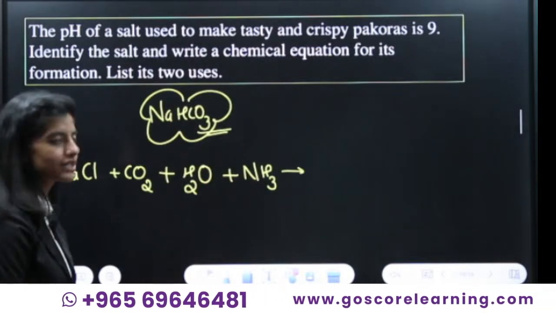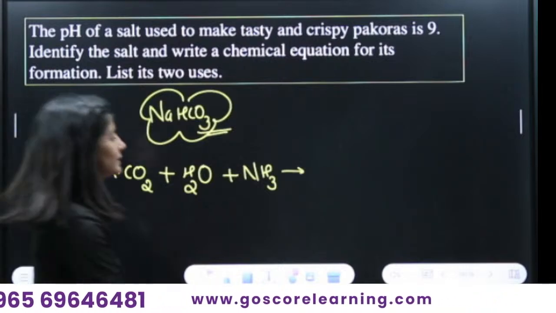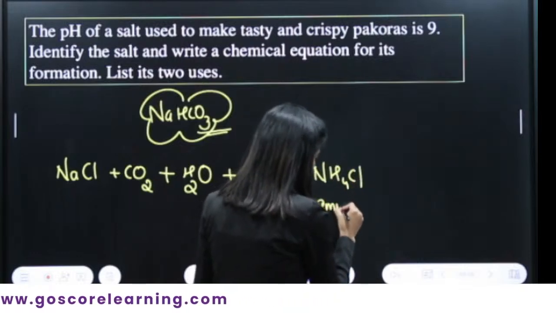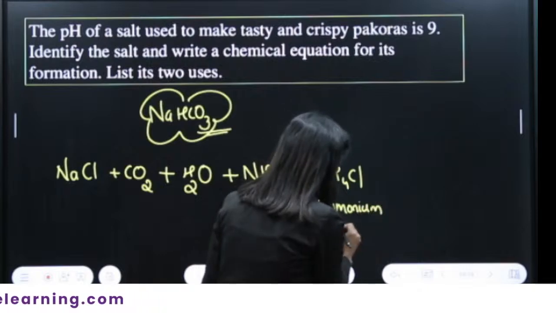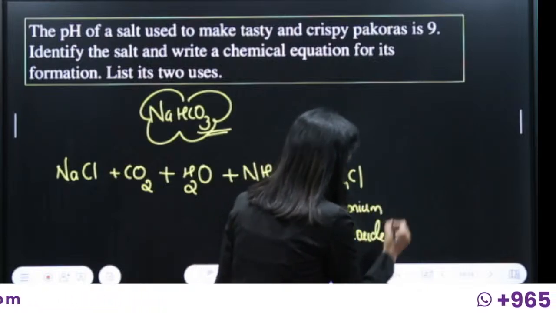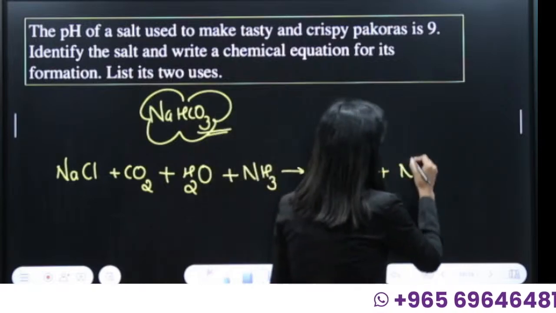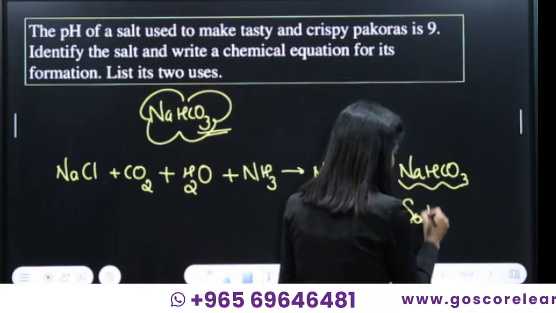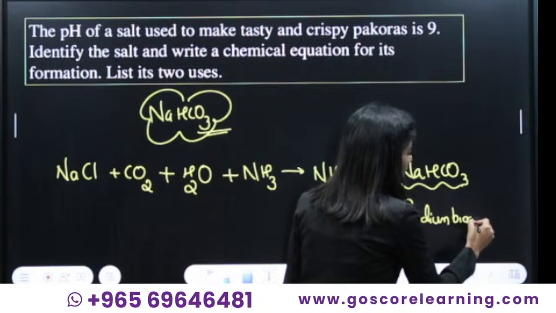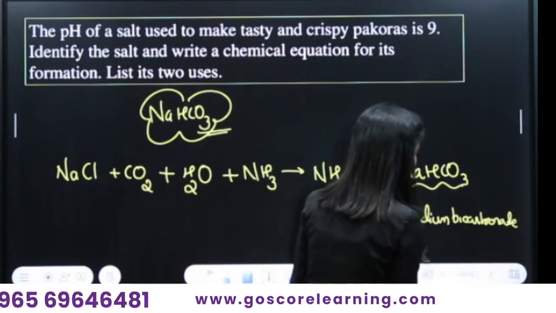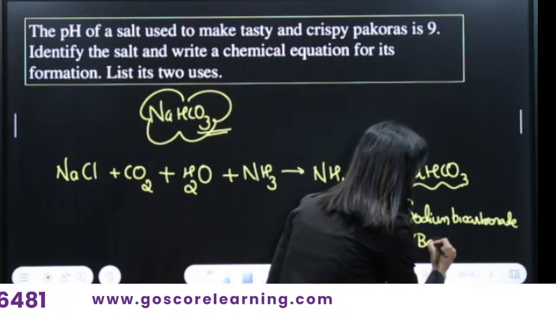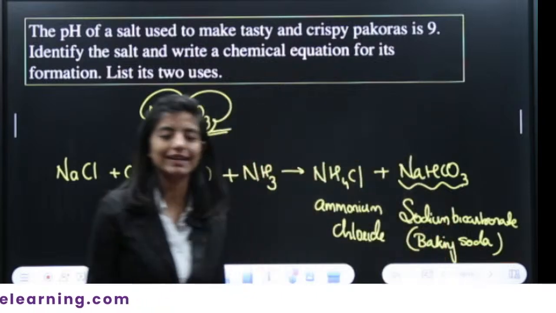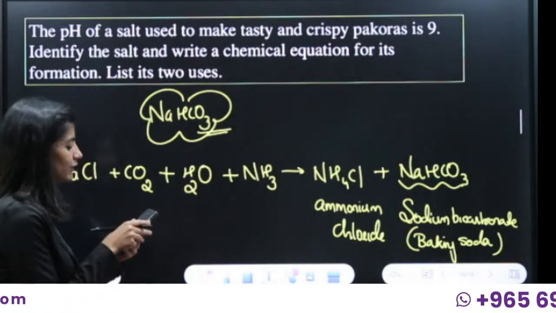And the products that you will get are really simple. You will get 2 products, that is your NH4Cl, ammonium chloride, along with your NaHCO3, that's your major ingredient, sodium hydrogen carbonate or sodium bicarbonate, which is commonly called baking soda. Okay, so that's the answer for this question.